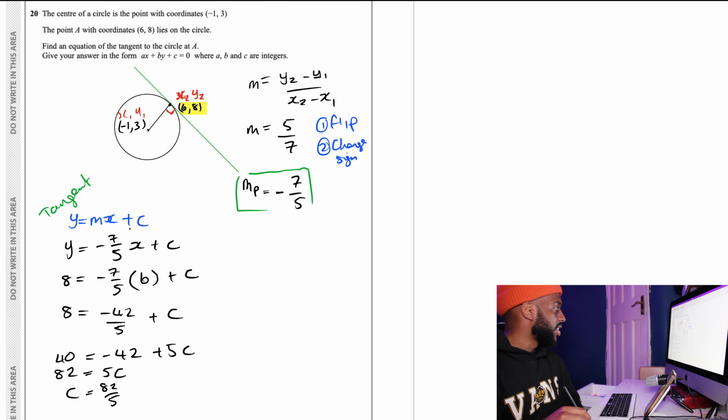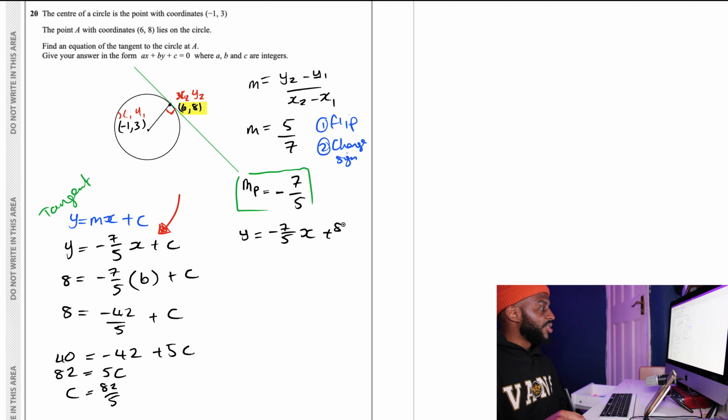And then next step is to put that back into the formula. So we're going to put that back into here. I'm going to start writing over here. So that means y equals minus 7 over 5 x plus 82 over 5 for C. We can still simplify this a bit, so we're going to times everything by 5 to simplify it. So that gives us 5y equals minus 7x plus 82.